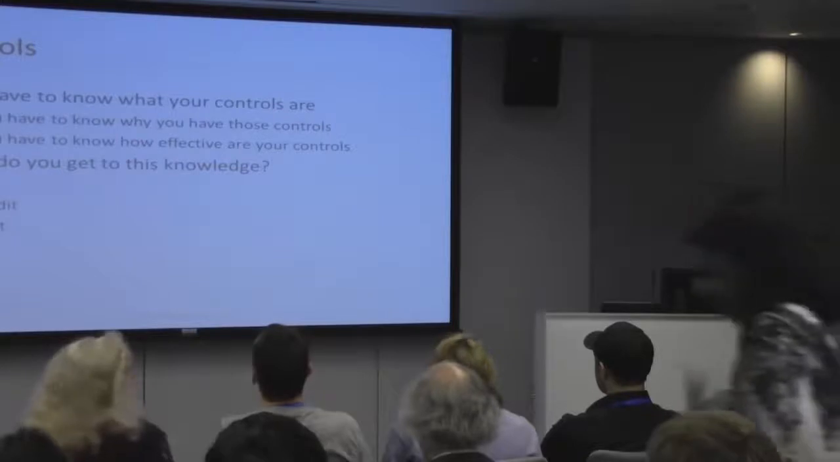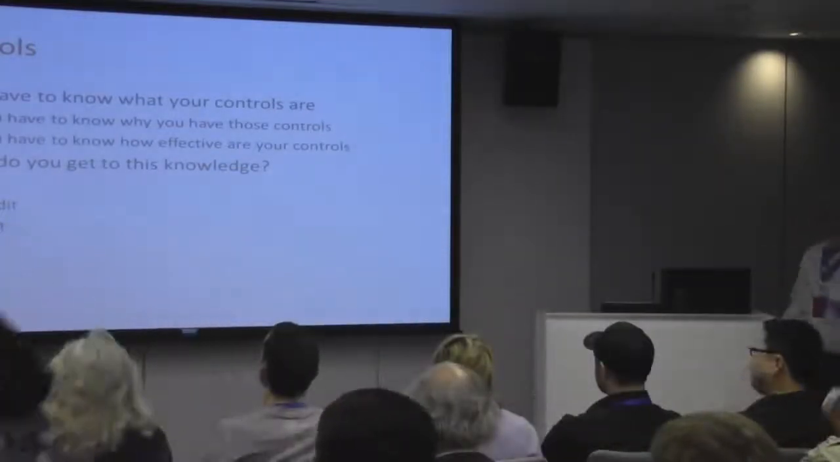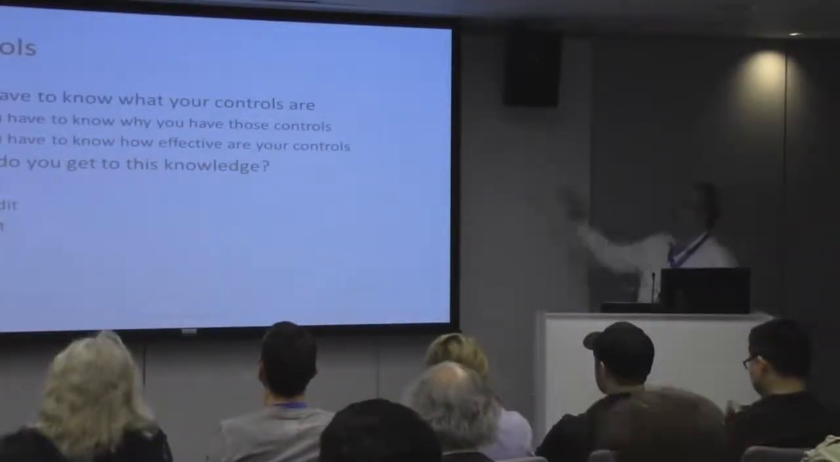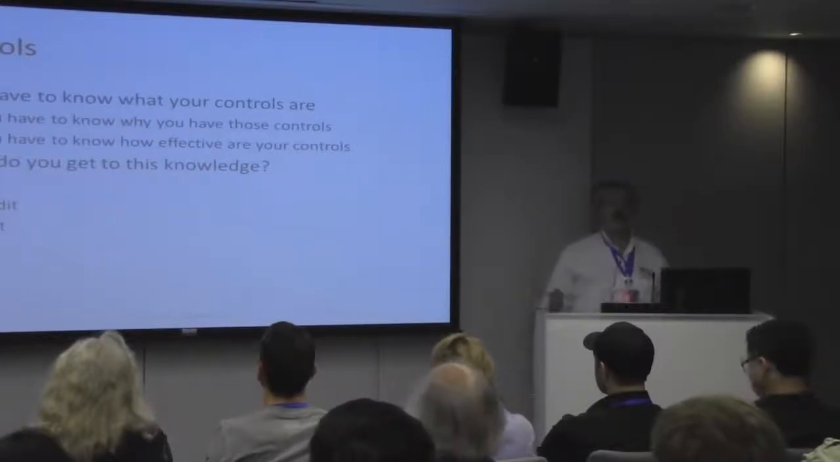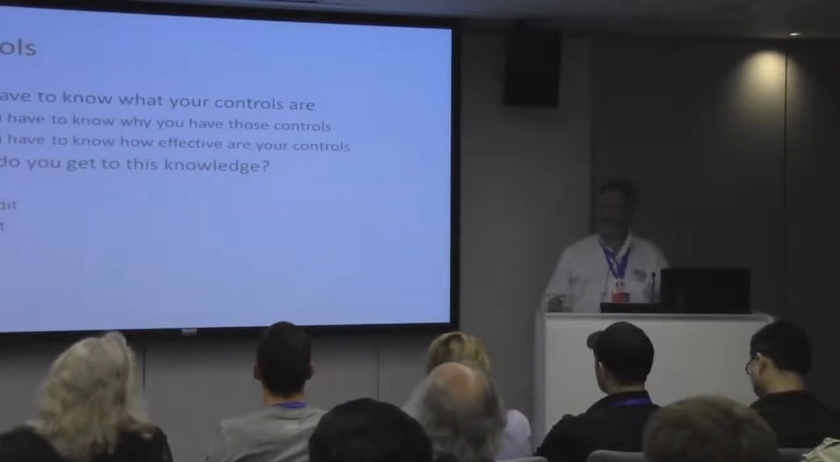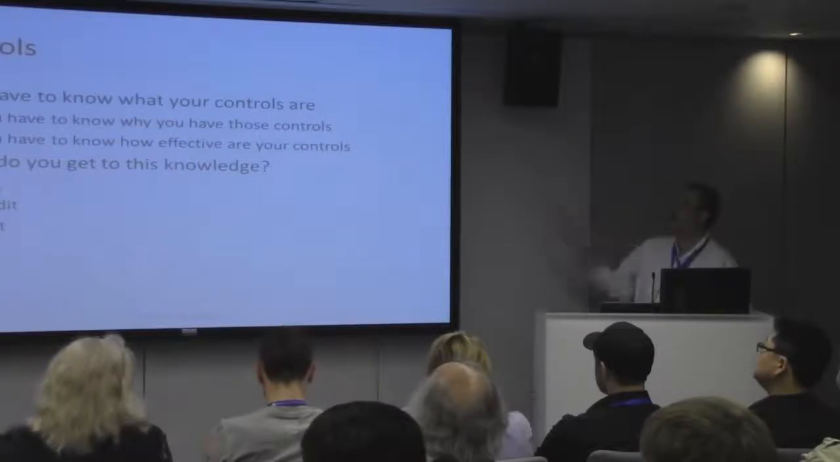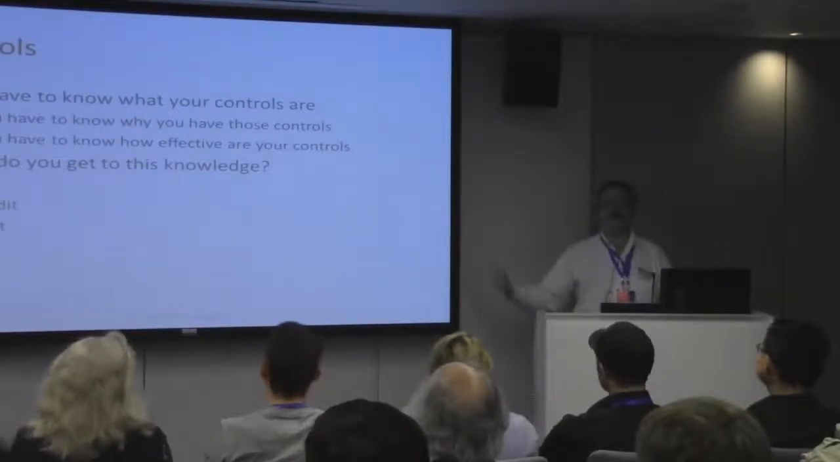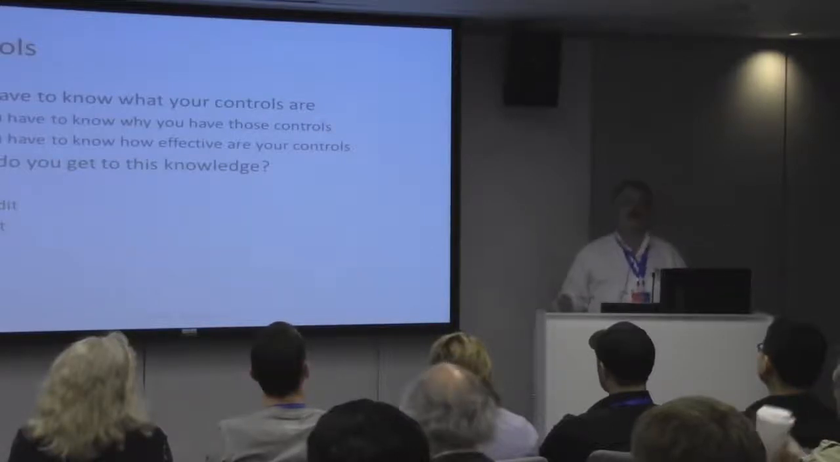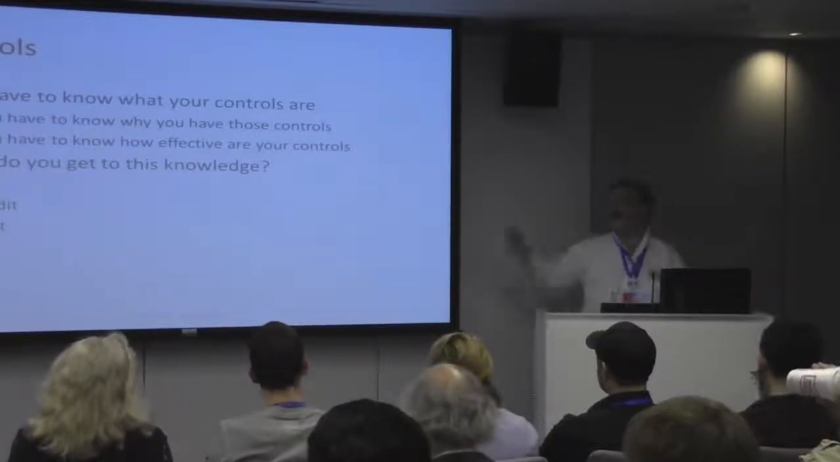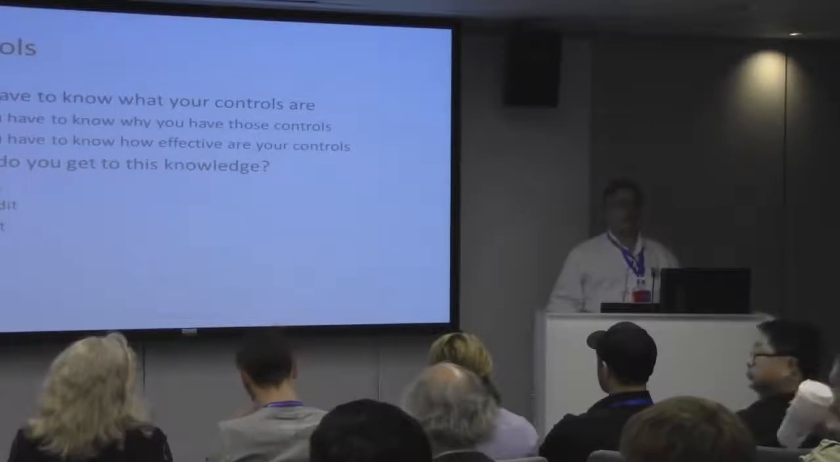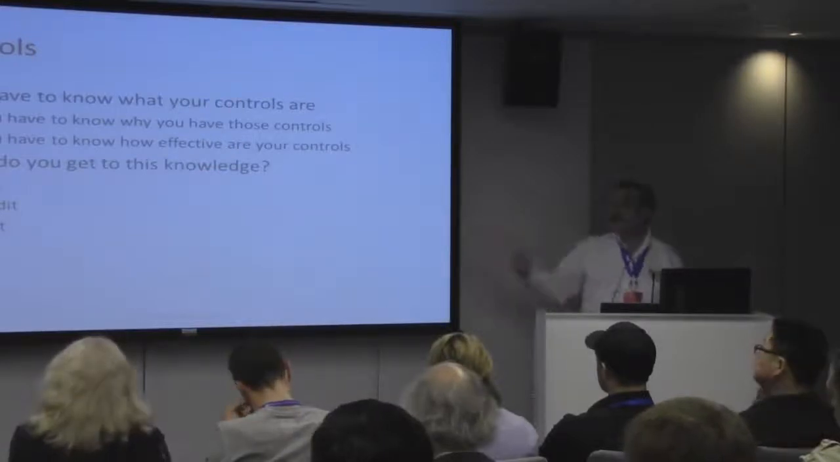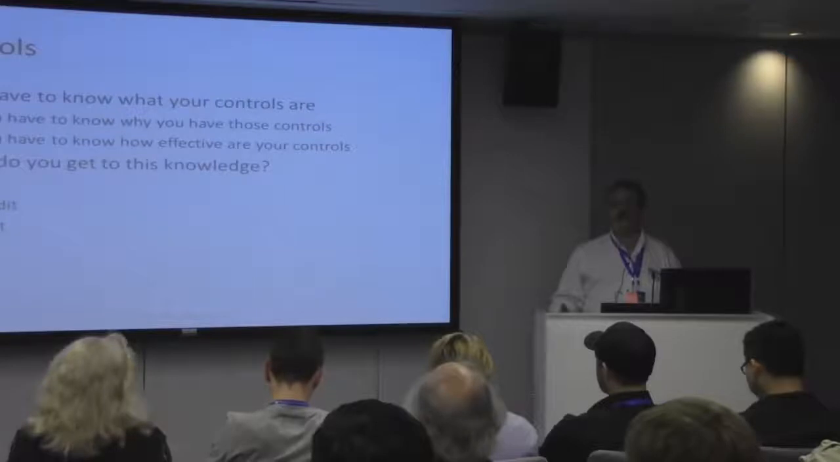Controls. You have to know and understand what controls you have in place. More importantly, you have to know why you have those controls in place. And yes, you should make some determination of how effective those controls are. So how do you get this knowledge? You ask, you audit, you test. And there'll be other presentations that get into how you go about auditing some of these things, how you go about testing some of these things. Testing, penetration testing, auditing. Your auditor is your best friend.